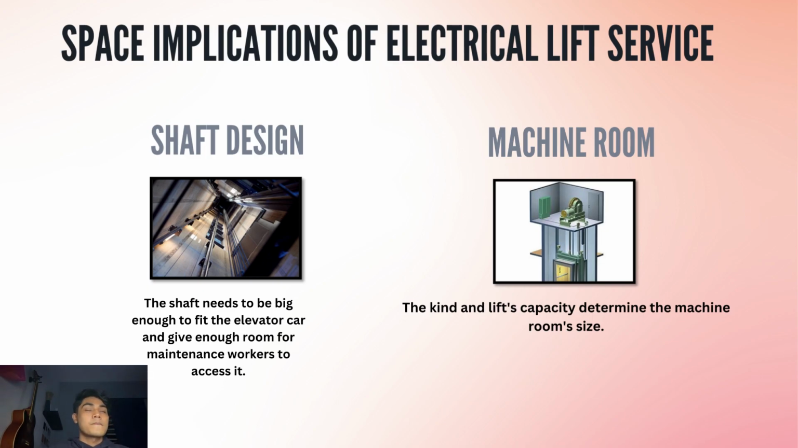And for the machine room, the lift motor, control panel, and other electrical components are all kept in this room. So the kind and lift capacity determine the machine room size. However, the machine room of a traction elevator is typically positioned right above the hoistway that it serves.